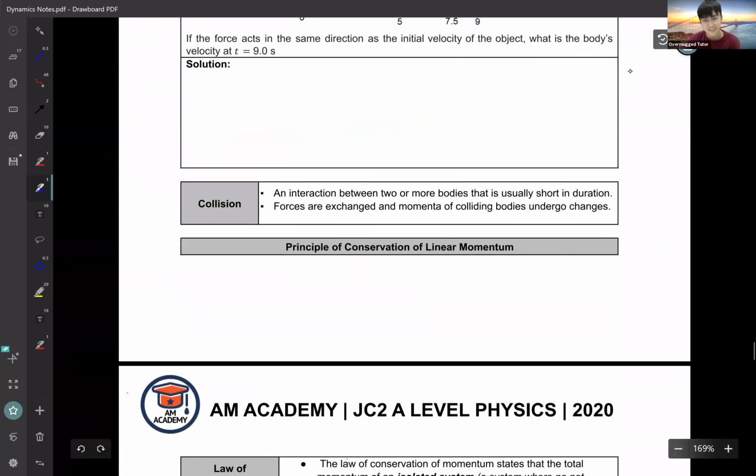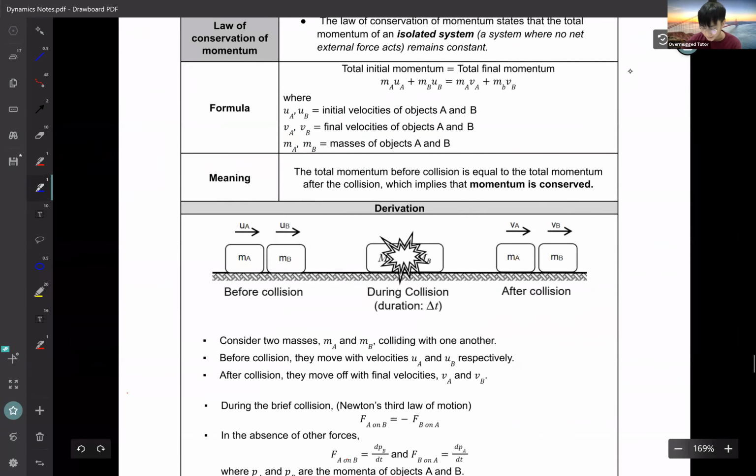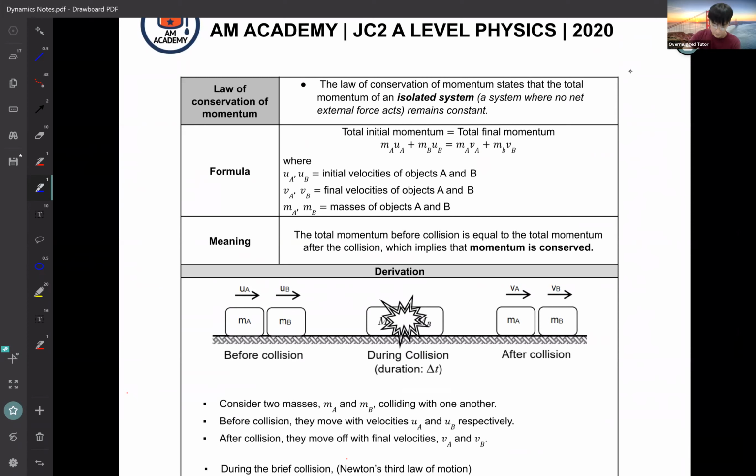No, I got one last thing to cover, which is the law of conservation of momentum. Remember, the law of conservation of momentum states that the total momentum of an isolated system remains constant. What is isolated? Isolated means there is no net external force on the system. Then you know that it is isolated.